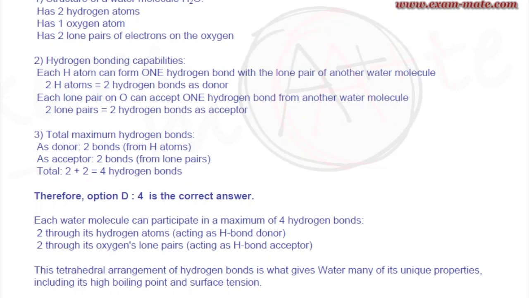Each water molecule can participate in a maximum of 4 hydrogen bonds. 2 through its hydrogen atoms, acting as H-bond donor. 2 through its oxygen's lone pairs, acting as H-bond acceptor. This tetrahedral arrangement of hydrogen bonds is what gives water many of its unique properties, including its high boiling point and surface tension.